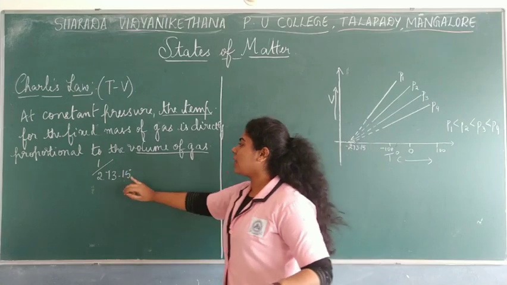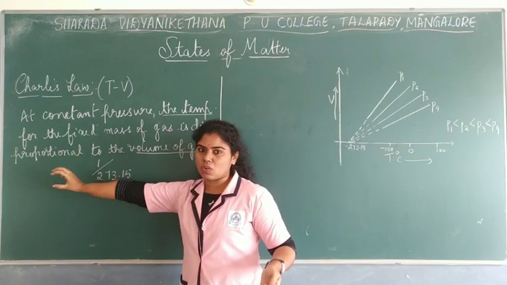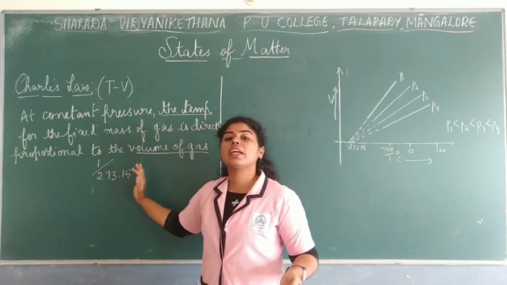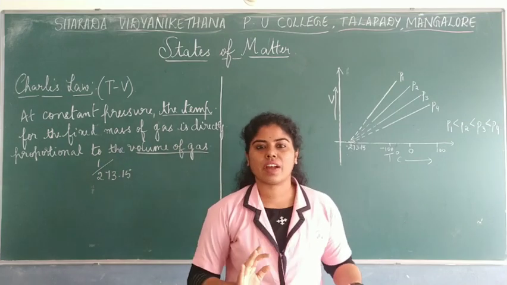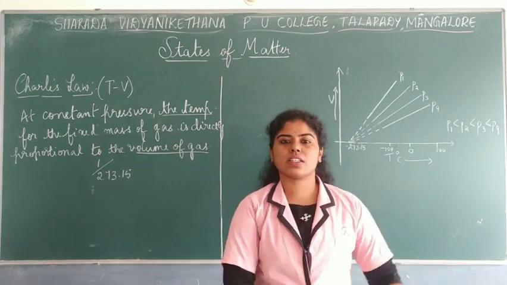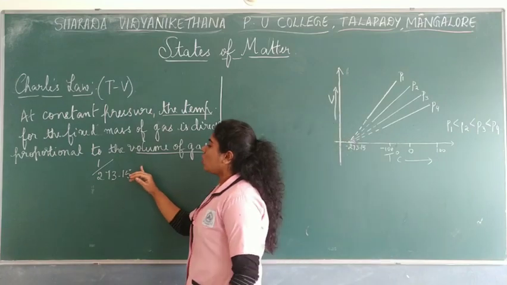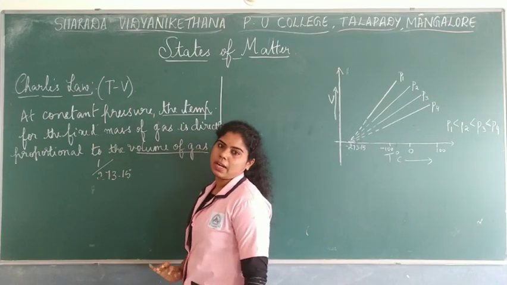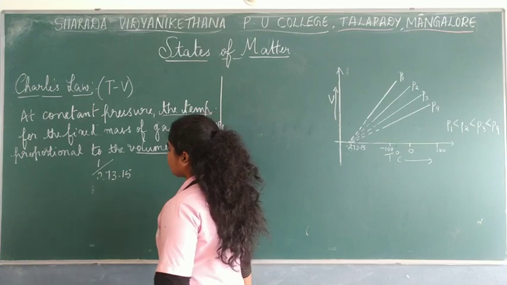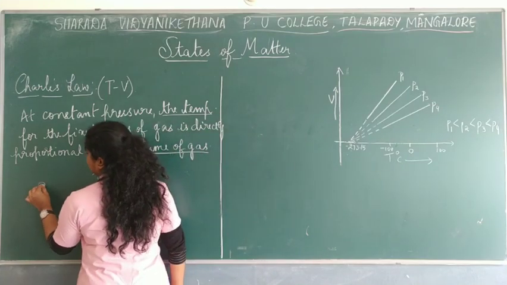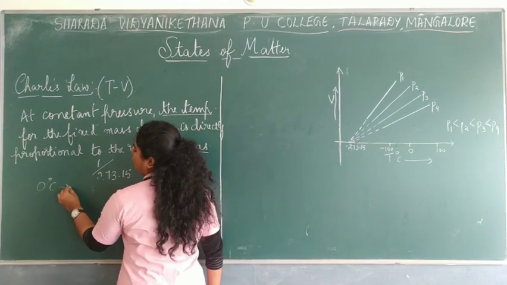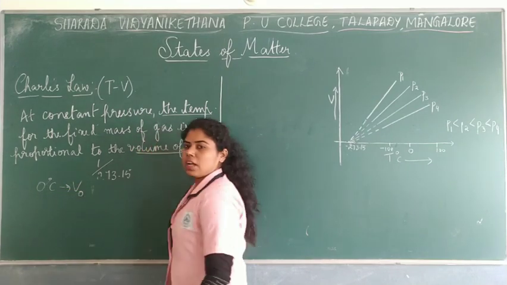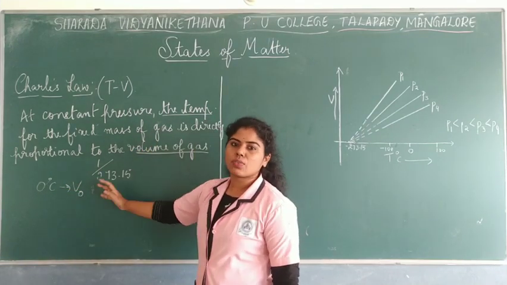In the same way, the initial volume will be V naught. But how does the volume increase for each degree rise? It is 1 by 273.15. So this is how the volume increases. Okay, so this is the value to be remembered. So we say at 0 degrees Celsius, imagine the volume would be V naught, right? At 0 degrees Celsius, it would be V naught.